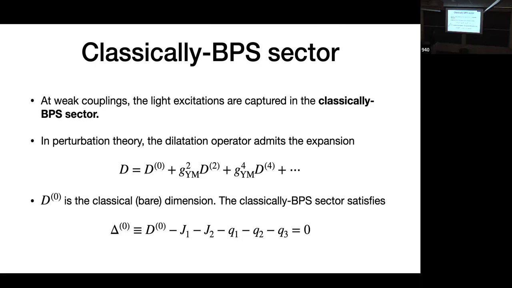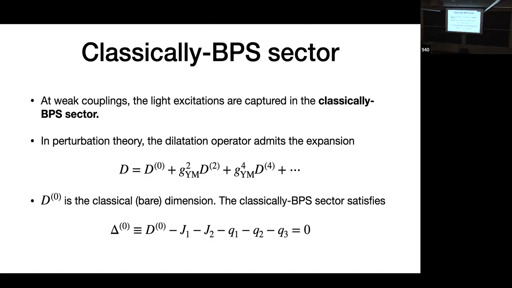At weak coupling, we can work in perturbation theory and expand the dilatation operator in a power series of g_YM squared, like this. And D0 is the classical bare dimension of the operator. Then we can focus on a particular sector that satisfies delta 0 equals 0, basically satisfying the BPS condition at the classical level. That means at g_YM equals 0, we demand the operator satisfy the BPS condition.